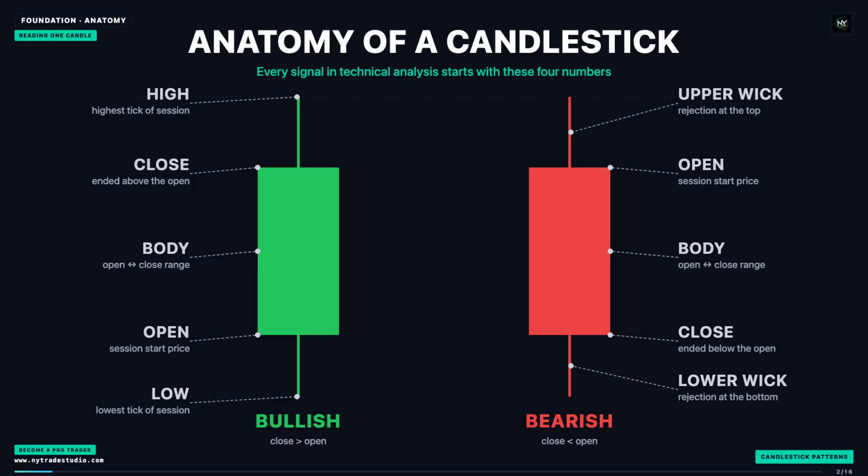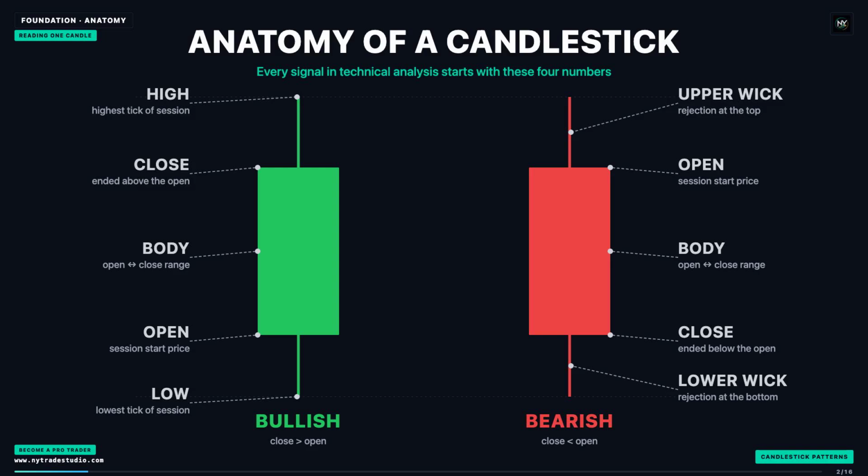The top of the upper wick is the high, the highest tick the price reached. The bottom of the lower wick is the low, the lowest tick. 4 numbers per candle: open, high, low, and close. A long body with tiny wicks means decisive movement. A small body with long wicks means both sides fought hard and neither won. Patterns are just specific combinations of these shapes, repeating because human behavior repeats.